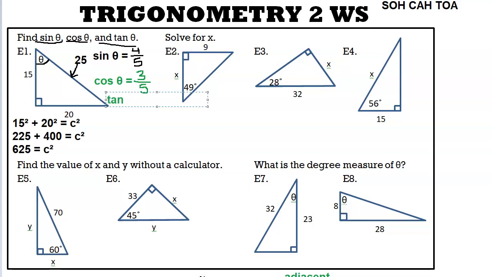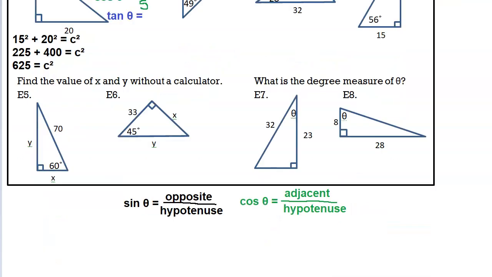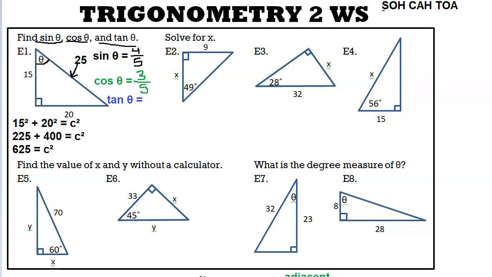All right, and then last but not least, we're going to do the tangent of angle theta. It's the missing angle right there. And the rule for tangent is that it's equal to the opposite over the adjacent, Toa. Okay, so that cheesy phrase tells you everything you need to know. It tells you in order what goes in the numerator and what goes in the denominator for each trig ratio. Sine is opposite over hypotenuse. Cosine is adjacent over hypotenuse. Tangent is opposite over adjacent.